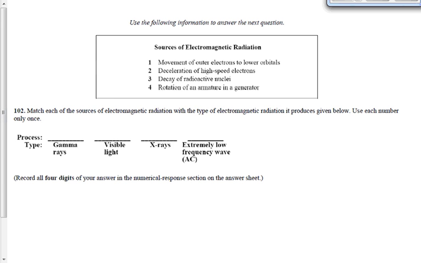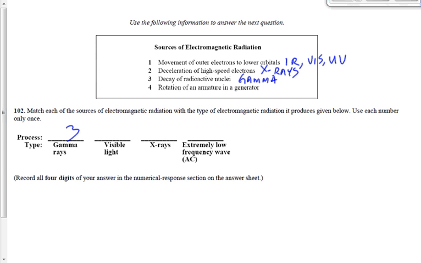Gamma rays produced by movement of outer electrons to lower orbitals? No. Okay, what kind of EMR would that be? Forget about down here for a second. What kind would that be? It could be visible light. It could be infrared, and it could be ultraviolet, right? What about the next one? Deceleration of high-speed electrons. Rapid deceleration of electrons. That's going to be X-rays, right? Decay of radioactive nuclei. Nuclear decay, that's going to be gamma, and that's what we wanted first, right? So this is going to be a 3.